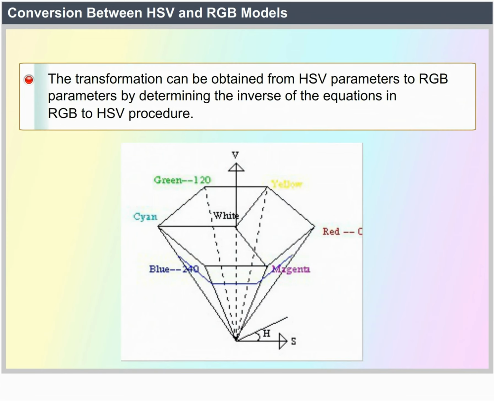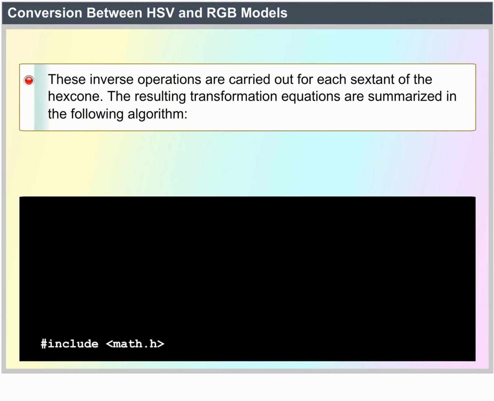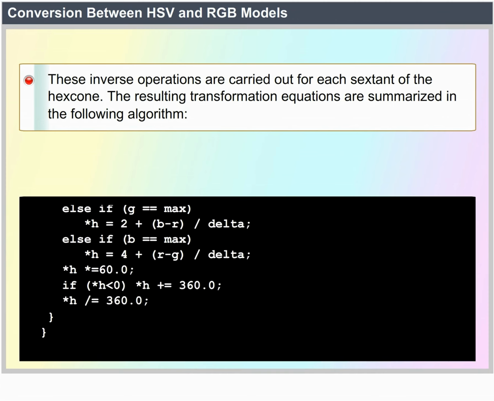We obtain the transformation from HSV parameters to RGB parameters by determining the inverse of the equations in the RGB-to-HSV procedure. These inverse operations are carried out for each sextant of the hex cone. The resulting transformation equations are summarized in the following algorithm.